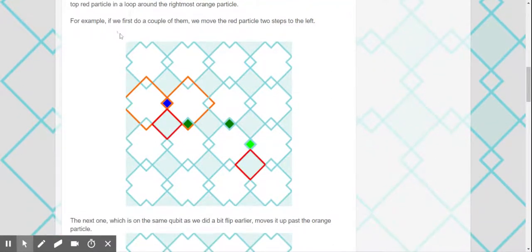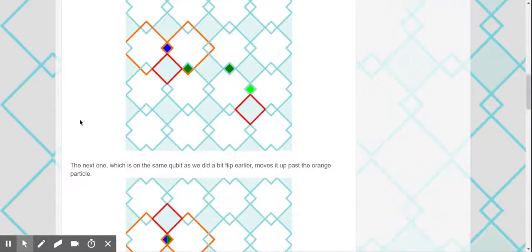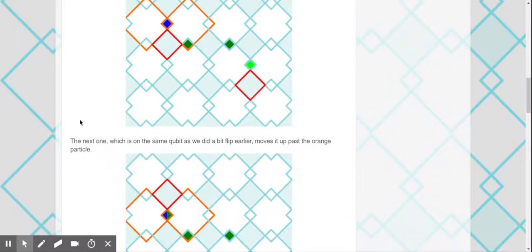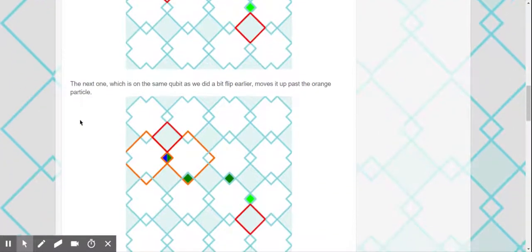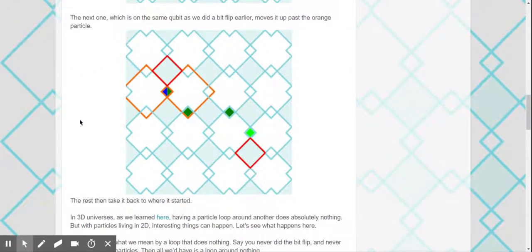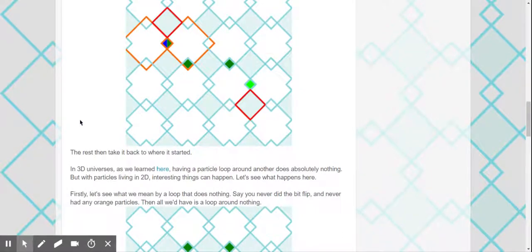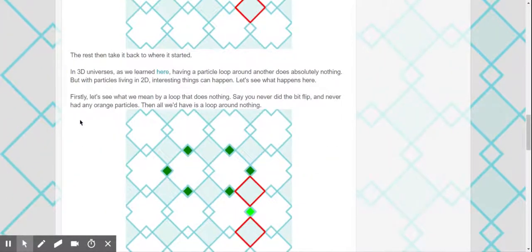For example, if we first do a couple of them, we move the red particles 2 steps to the left. The next one, which is on the same qubit as we did a bit flip earlier, moves it up past the orange particle. The rest then take it back to where it started.